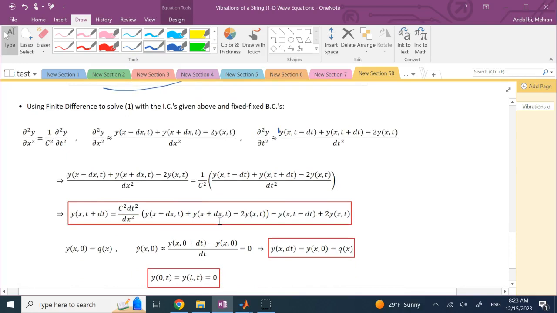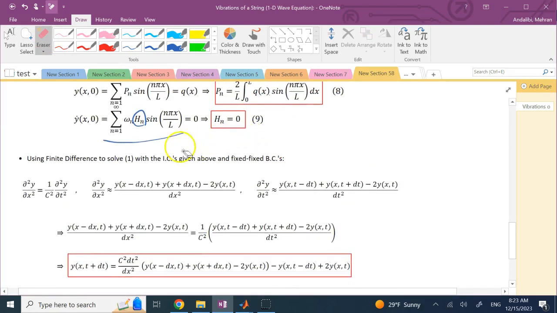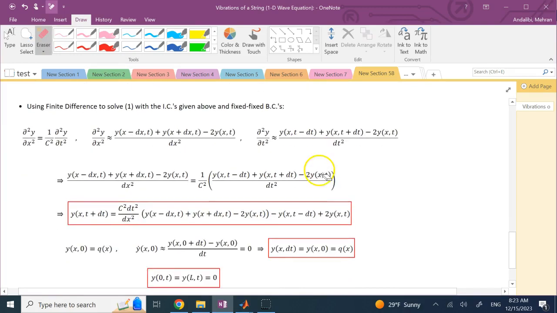So now what I want to show you is a simulation that I created in MATLAB. And to simulate this system, I used the finite difference algorithm.